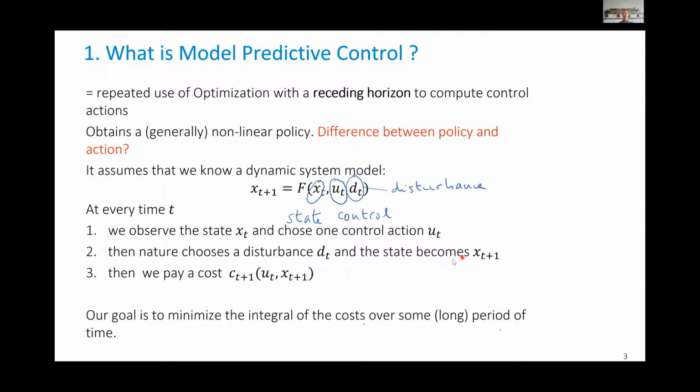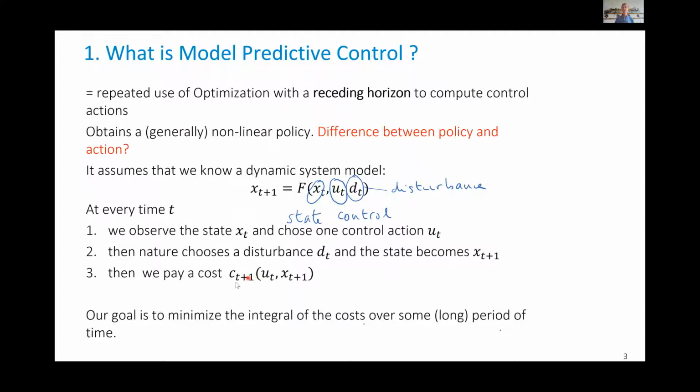And of course, what we draw out of the battery may depend also on the disturbance. So the new value of the state, as given here, is a function of everything. And then we assume that we pay a cost. The cost may be the true cost that we're interested in. For example, if we are controlling the heating system of a building, the cost is how much we pay for buying this energy. So it may be a true cost.